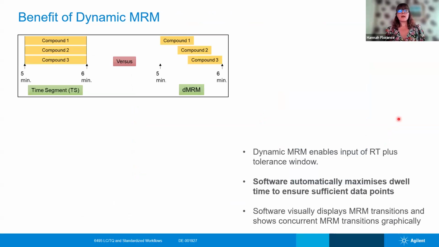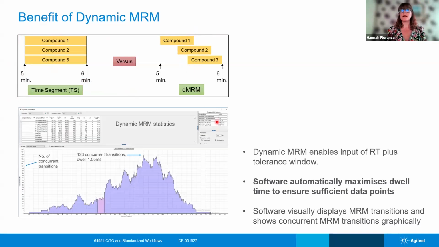When you have chromatography, one of the nice things to do is to implement a dynamic MRM approach. We can see here that if we just do time segments, within that time segment, we're cycling through all of the compounds that come out, in this example between 5 and 6 minutes. If we do a dynamic MRM approach, we make use of that retention time, but then we can also build in a tolerance window. So now there's only a very small portion of that time segment where you're concurrently cycling through all of those compounds.